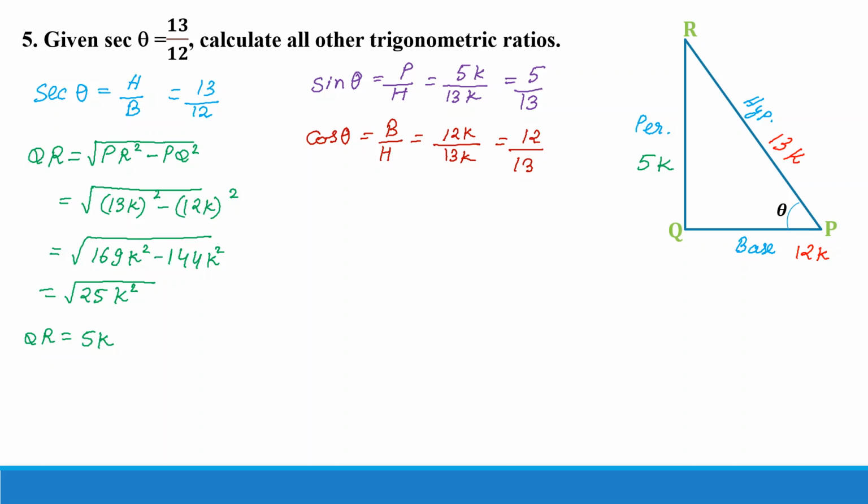I am not calculating the further ones. You all can do it yourself. You just need to write the numerical values for those particular trigonometric ratios. So by following the same method, you all can find the remaining trigonometric ratios. Moving on to the next question.